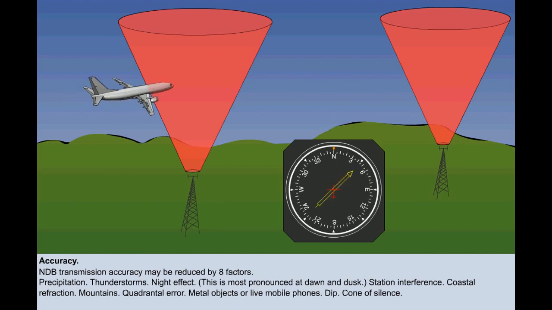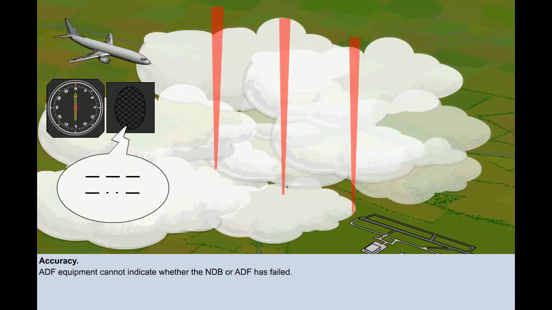Finally, in the list of errors, there is the cone of silence, extending upwards from the beacon. Within this cone, accuracy is poor. It should be noted that most ADF equipment does not include a failure warning indication of either the NDB or the ADF. Pilots should continuously monitor the bearing and the identification signal, especially during an approach using an NDB as the primary source of navigation.